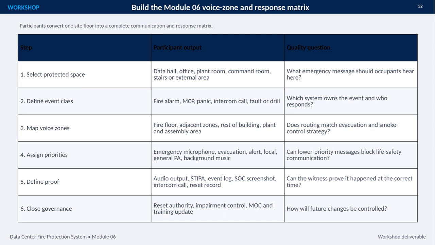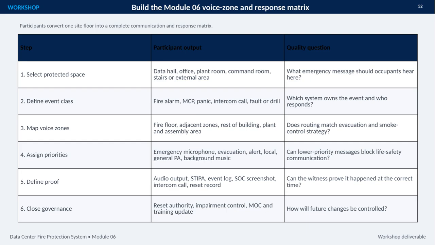The work begins by selecting the protected space, such as a data hall, office, plant room, command room, stair, or external area. Participants then define the event class, identify which system owns that event, and clarify who responds. Next, they map the voice zones so routing supports both evacuation and smoke control strategy.